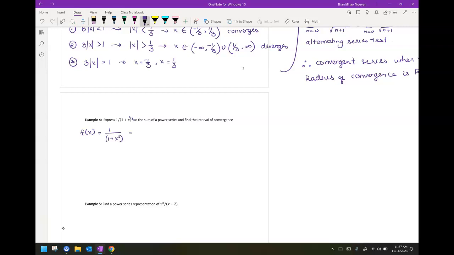You remember the geometric series, I can rewrite this as 1 over 1 minus negative x squared. Then this can be expressed as the sum from n equals 0 to infinity of negative x squared to the n. And I can rewrite this as the sum from n equals 0 to infinity of negative 1 to the n times x to the 2n.